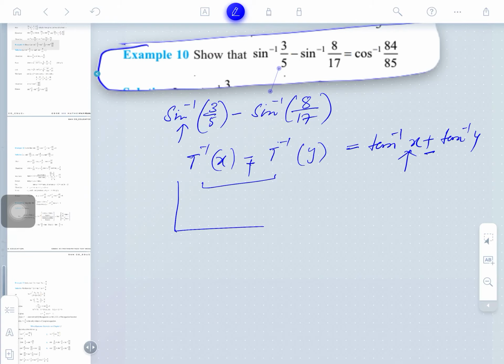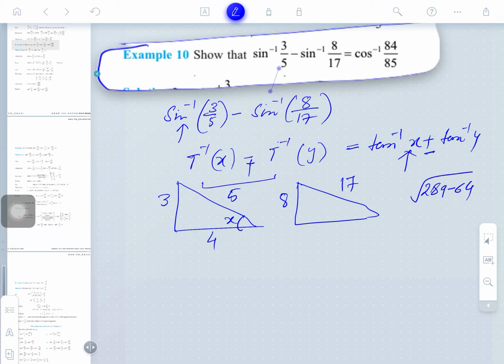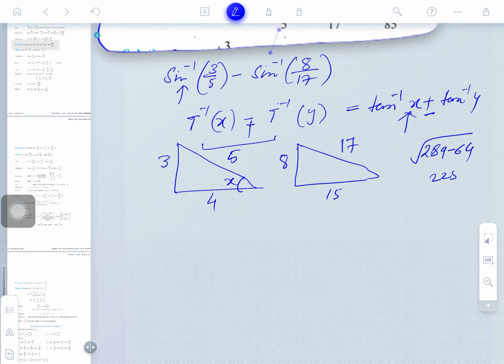So you just understand, for sine x it's 3 by 5, so what shall the other side be? 4. And what next also needs to be there for that? Again for cos, for sine 8 by 17, it's 17. So what shall it be? It is 289 minus 64 under root. What will it be? Please tell me. 225. So it shall be 15. Clear guys? So what can we understand here?